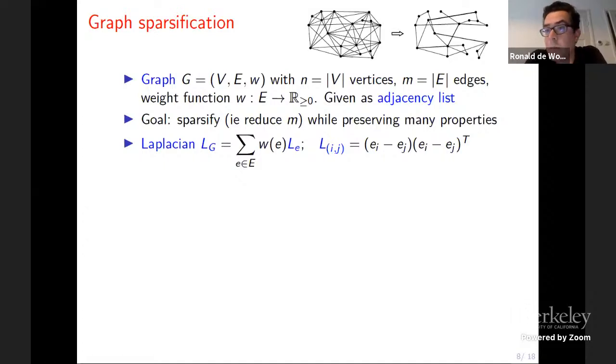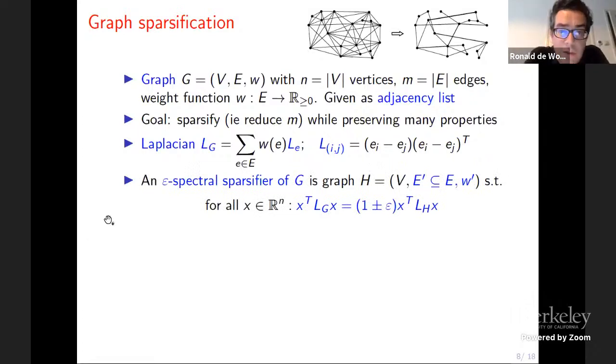And if you prefer to think about the adjacency matrix, then in the case of an unweighted graph, the Laplacian is just a diagonal matrix that has the degrees on its diagonal minus the adjacency matrix. And this is a very good linear algebraic way to represent your graph. And what is it that we want to preserve in sparsification? It's essentially the properties of the Laplacian.